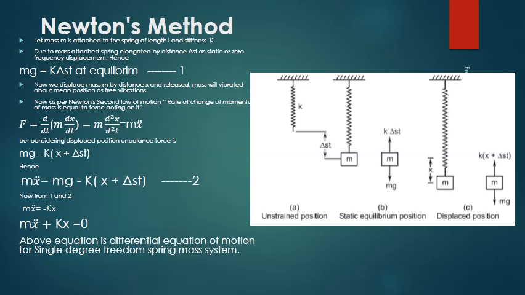Initially it has a length L. Now just attach the mass M at the end, don't vibrate it, and just let it settle. It means that due to its own mass, the system will get elongated by a distance delta x. At that position, the weight of the mass will be balanced by the opposing spring force, that is K into delta static. It means that at the equilibrium position we can write mg is equal to K into delta static.